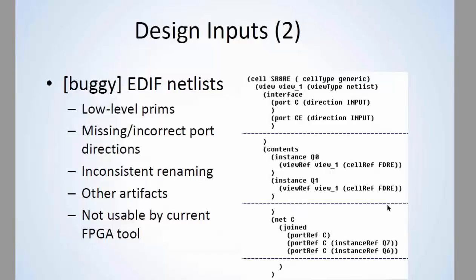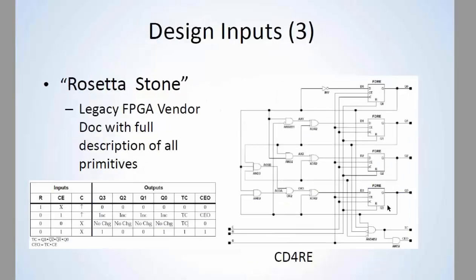There were missing or incorrect port directions. There was a lot of renaming, which is inconsistent. All sorts of other kludgy artifacts. And even if we were willing to say, okay, we'll use a net list as opposed to RTL, even if we're willing to stay asynchronous as opposed to trying to clean it up, this could not be fed into any usable FPGA tool. So we couldn't work directly from it.